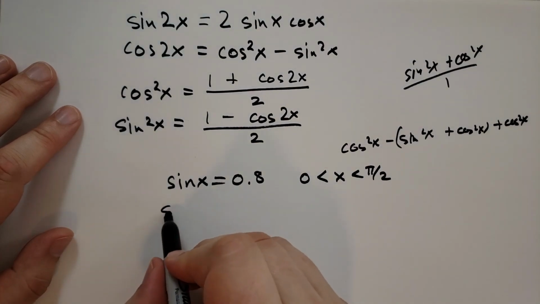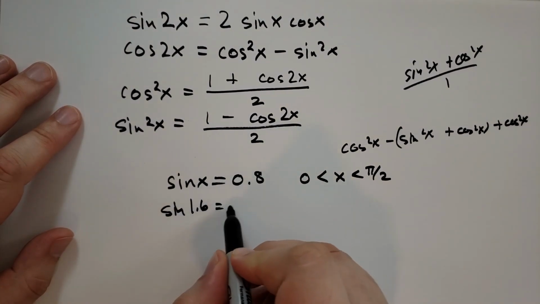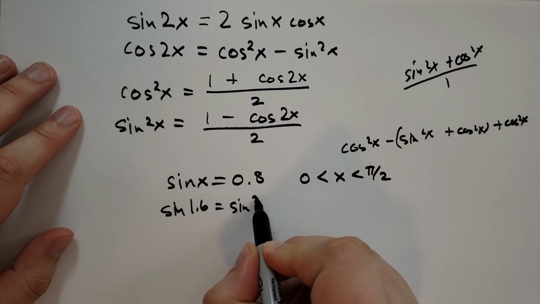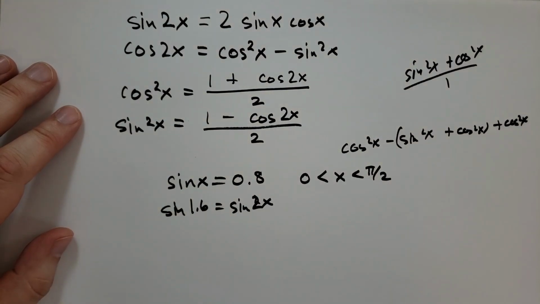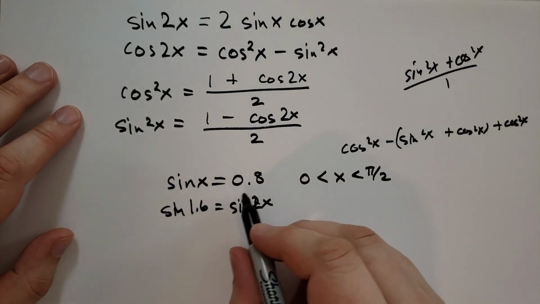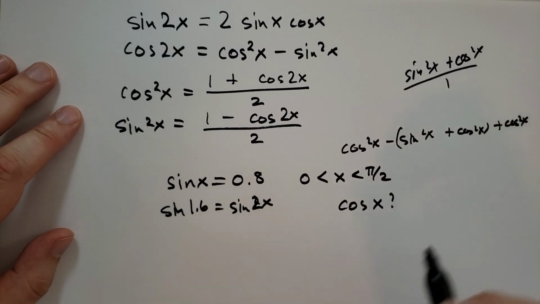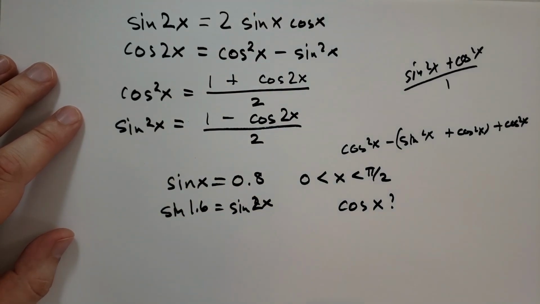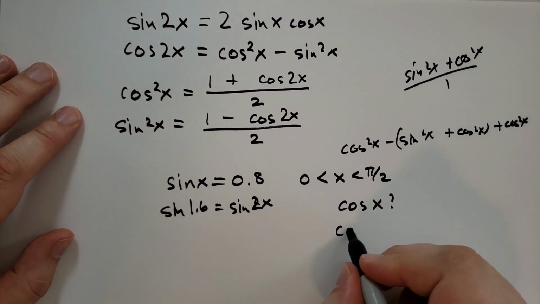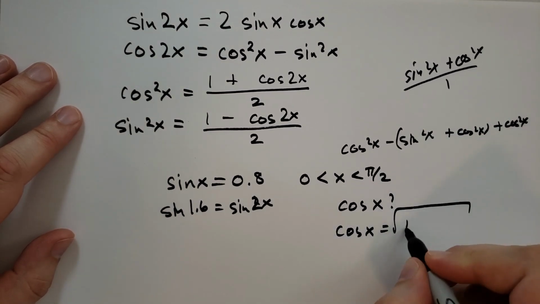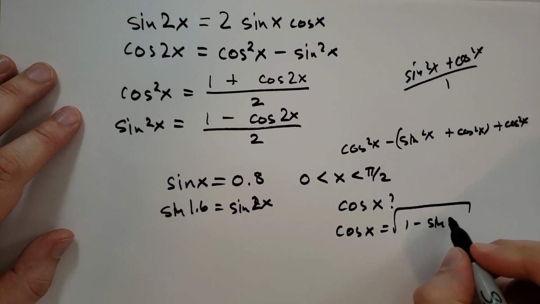So what would sine of 2x be? This confuses even me, so we have to be careful. So note that sine of x equals 0.8. Cosine of x, what is that? Well, using the Pythagorean identity, we can write cosine of x as the square root of 1 minus sine squared of x.